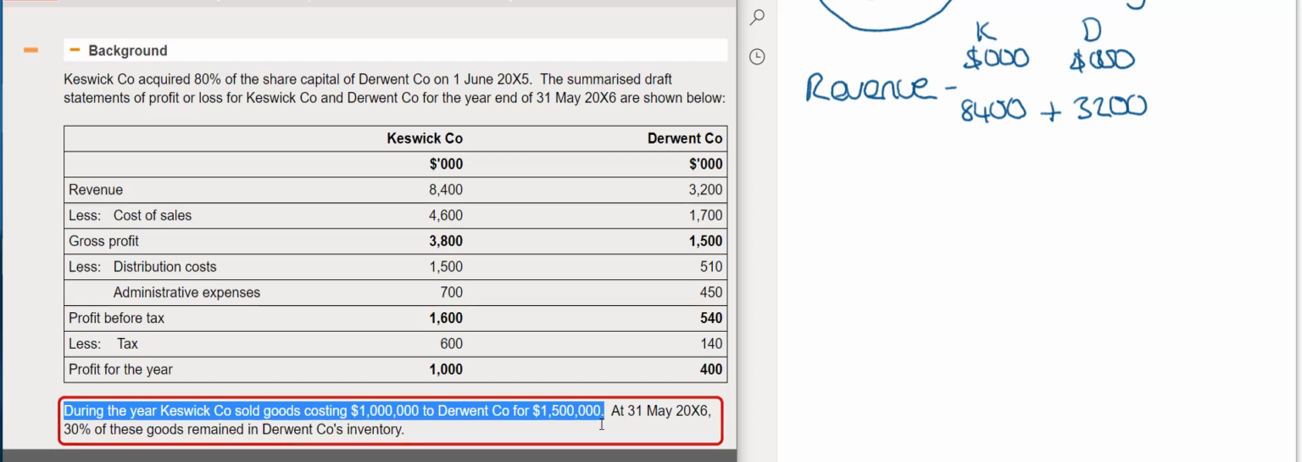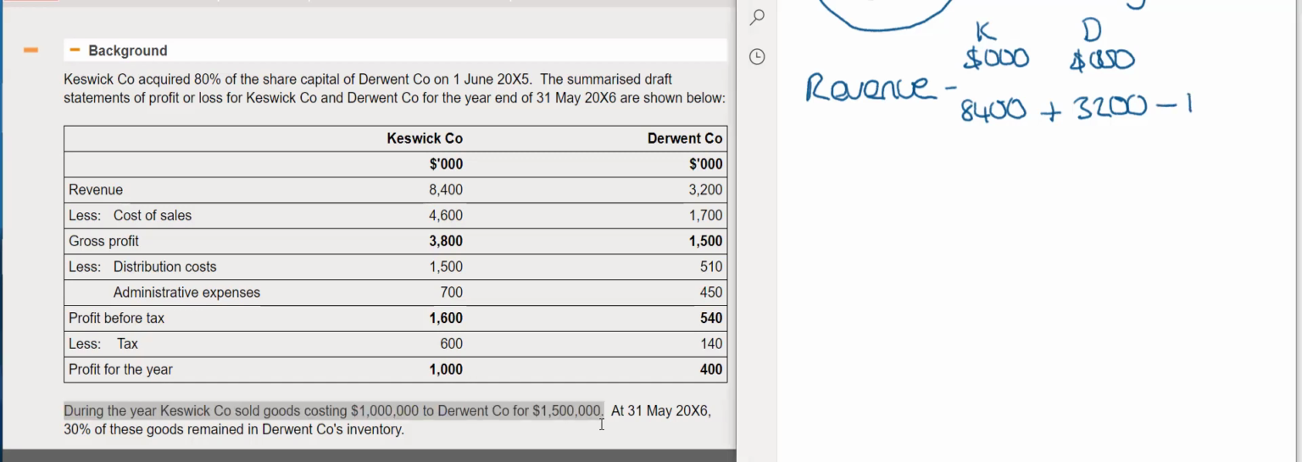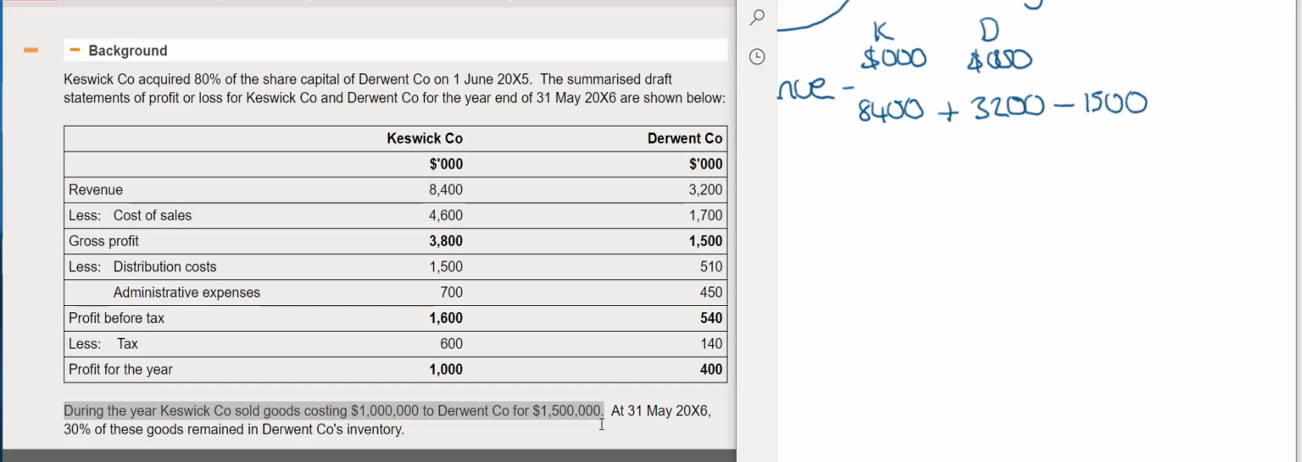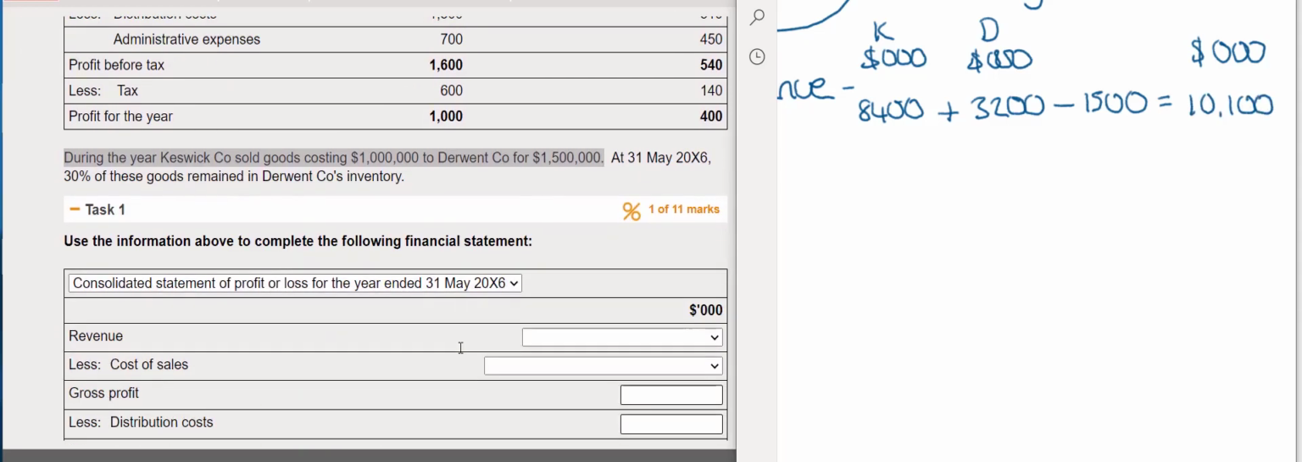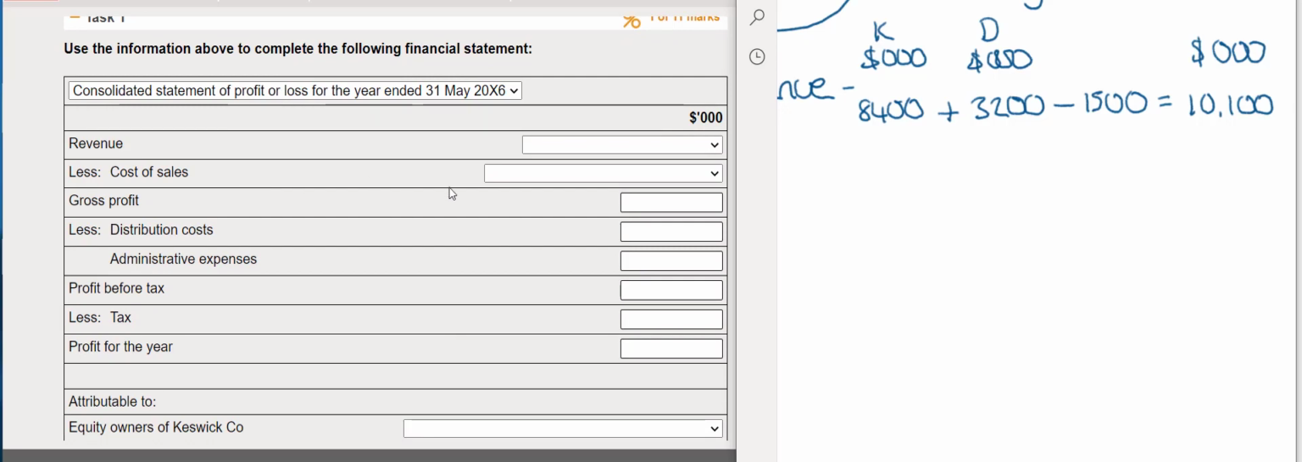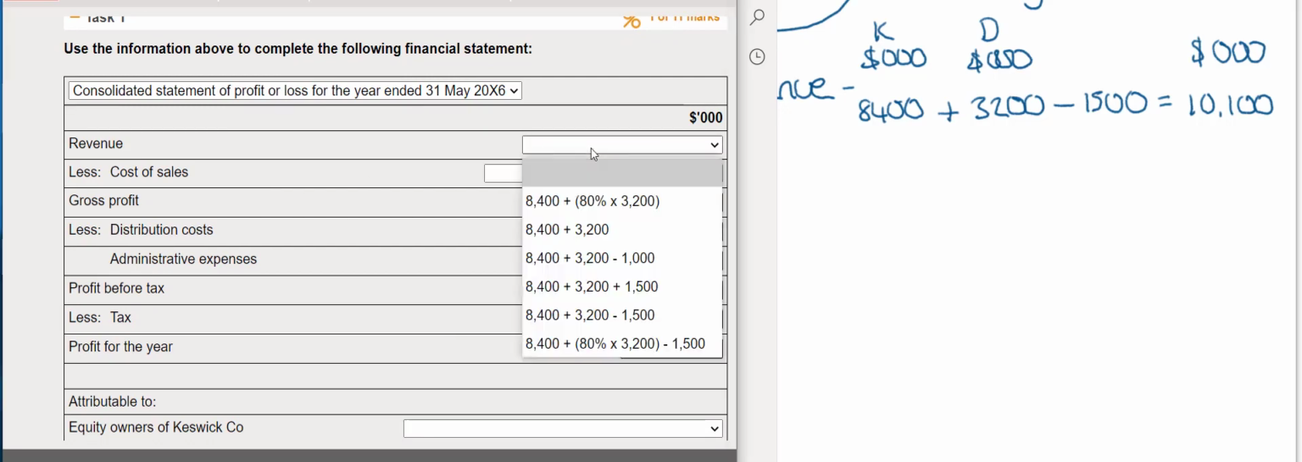Any intra-group purchases and sales made are not allowed to be included in consolidated accounts. Basically, we are not allowed to sell to ourselves, and so we will need to remove the sale of these goods from Keswick's figures. And so therefore we are going to need to adjust and reduce these balances by 1.5 million. This will then give us the adjusted figures of 10,100,000. Looking at our drop-down menu for our consolidated statement of profit and loss, the revenue figure to include will be the 8.4 million plus the 3.2 million, and then deducting the intra-group sale of 1.5 million.